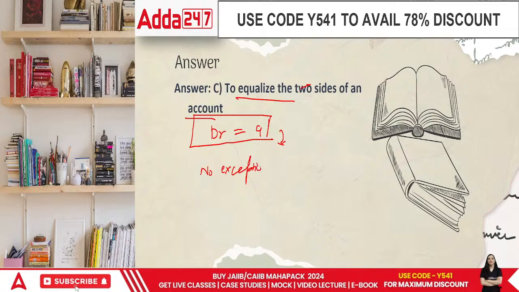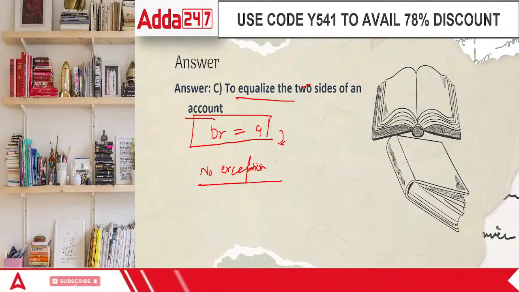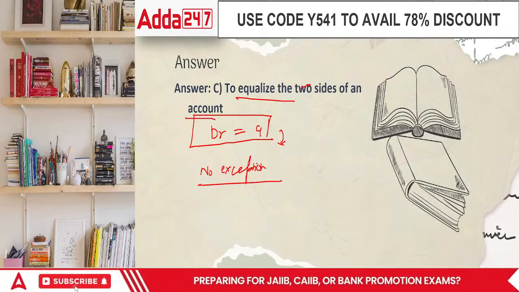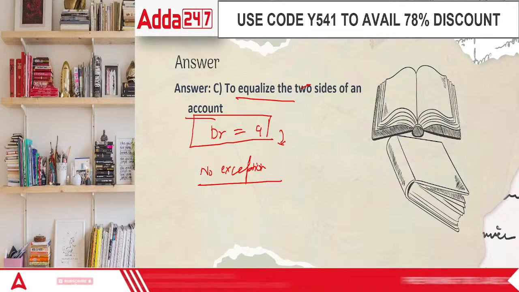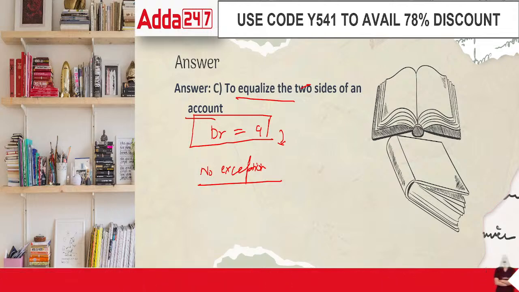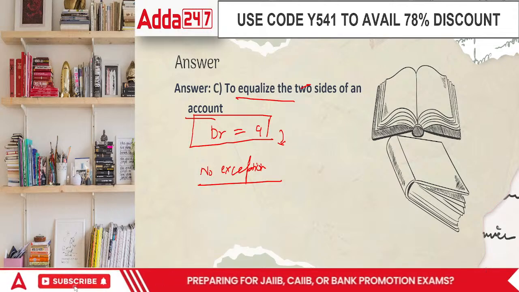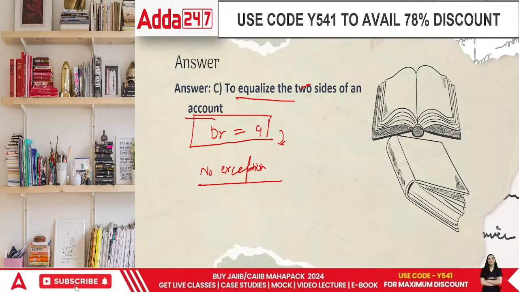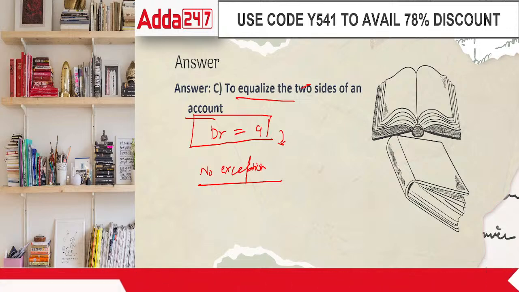You will never find any journal entries which do not follow debit and credit and are considered correct. Only those are considered correct which have all these things. If it has this particular context only and only, then we will consider it. Otherwise, we will say that the journal entry is wrong.